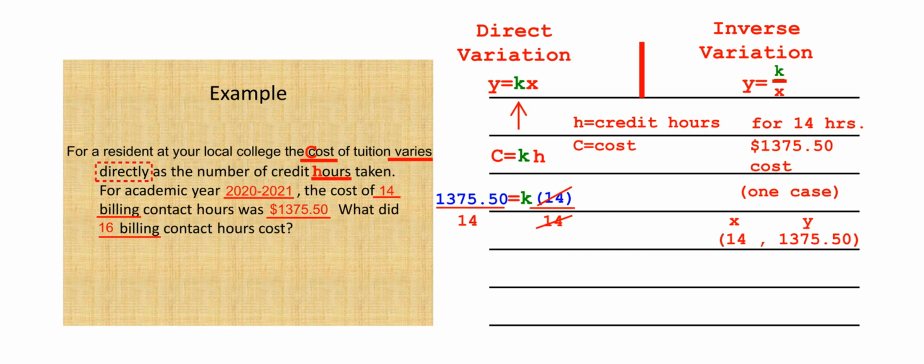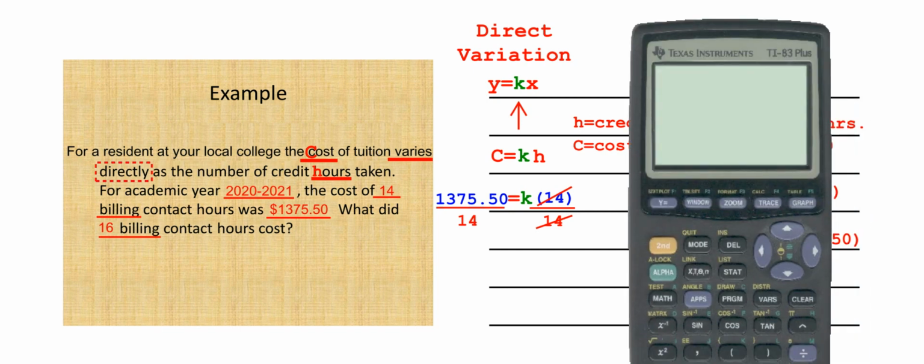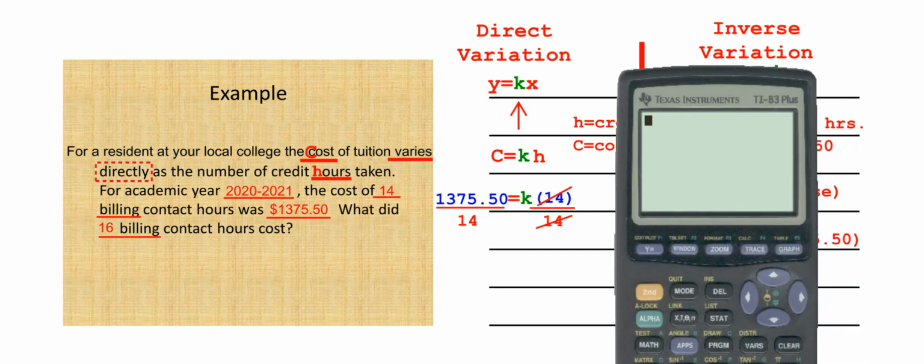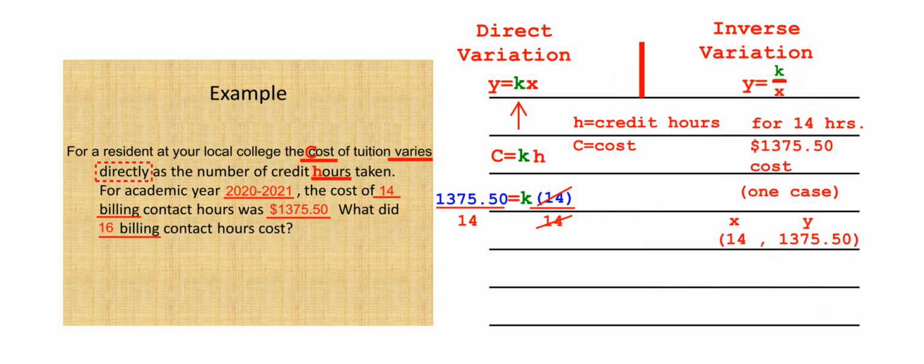At this point it becomes probably calculator work. Maybe plug it into your calculator and see if it gives you the value we have. If not, you can always do it by hand. It's a division, long division. So 1375.50 divided by 14, hit enter, and it should give you the amount. There it is, $98.25. So that means that the cost of tuition, in this case per credit hour, is $98.25.